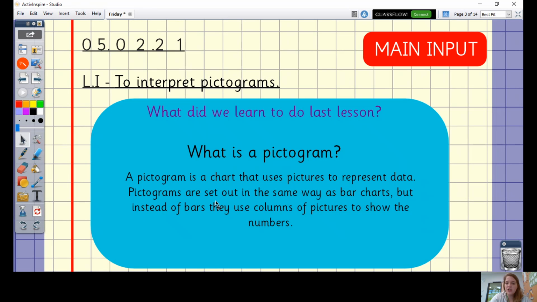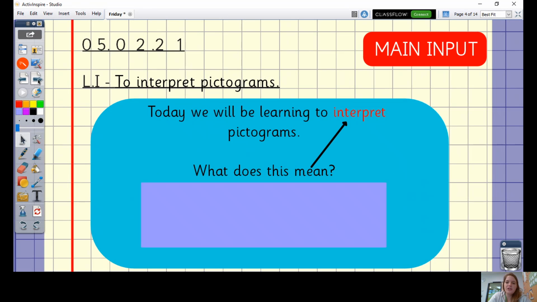A pictogram is a chart that uses pictures to represent data. Pictograms are set out in the same way as bar charts, but instead of bars, they use columns of pictures to show the numbers. And again, we learned yesterday that often the data collected in a tally chart is then used to create, or draw, a pictogram. Today you're going to be learning to interpret pictograms.